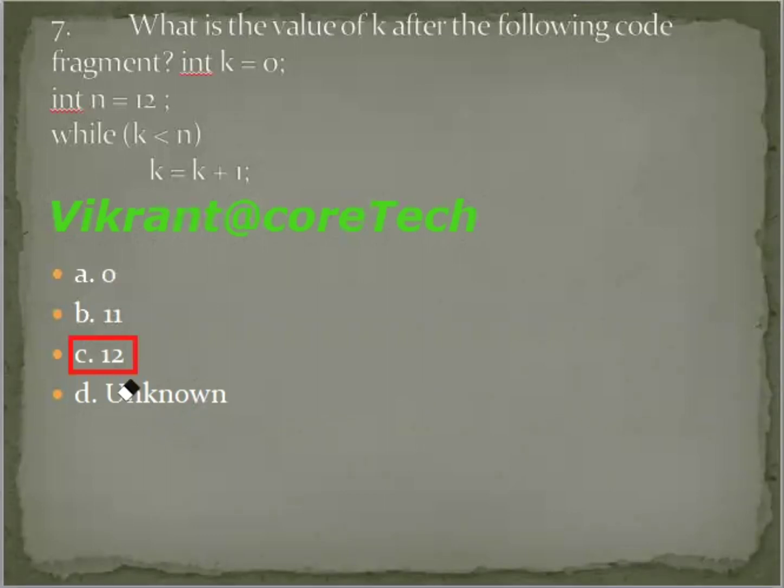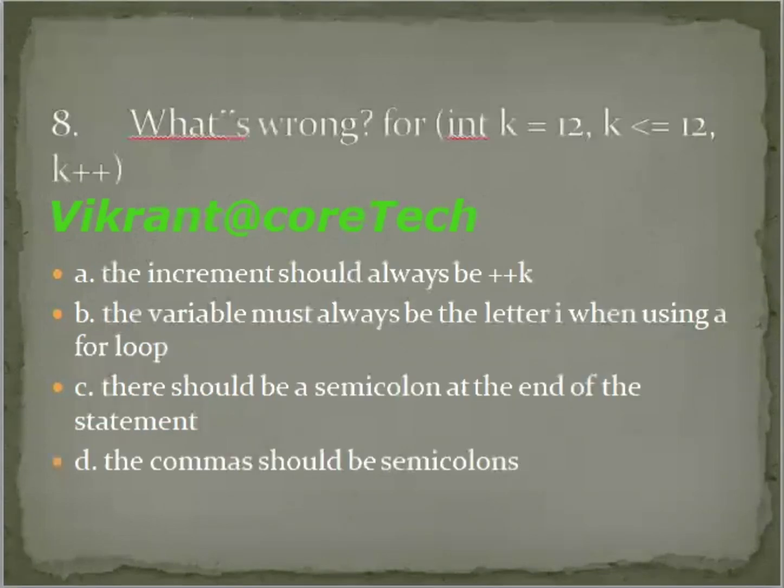Let me remove the correct answer first. The option C, I mean the highlighted part. Let's go to number 8. What is wrong in the following for?